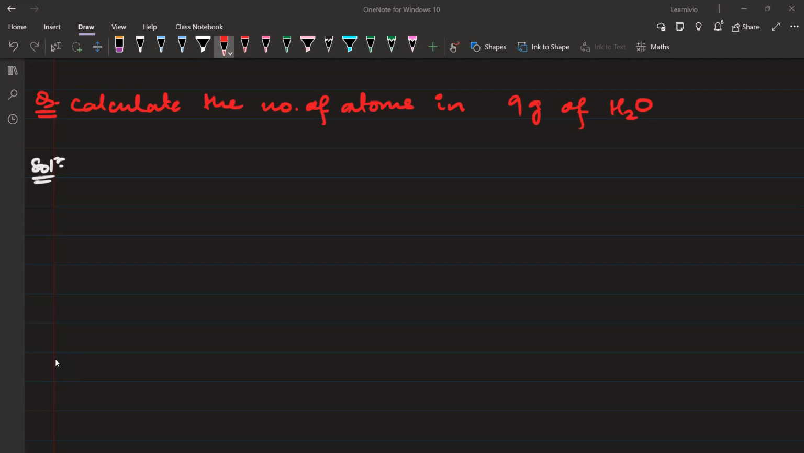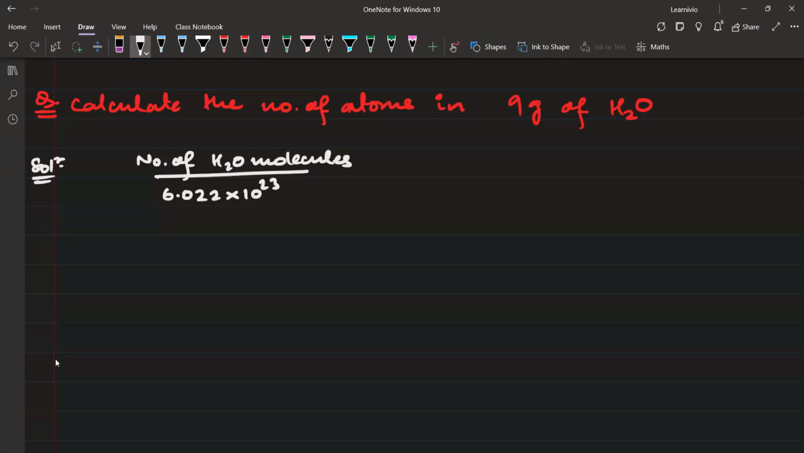How will we write that? For this particular case, we'll write number of H2O molecules divided by 6.022 into 10 to the power 23. Make sense? This will give you a number of moles. And what else will give you the number of moles?